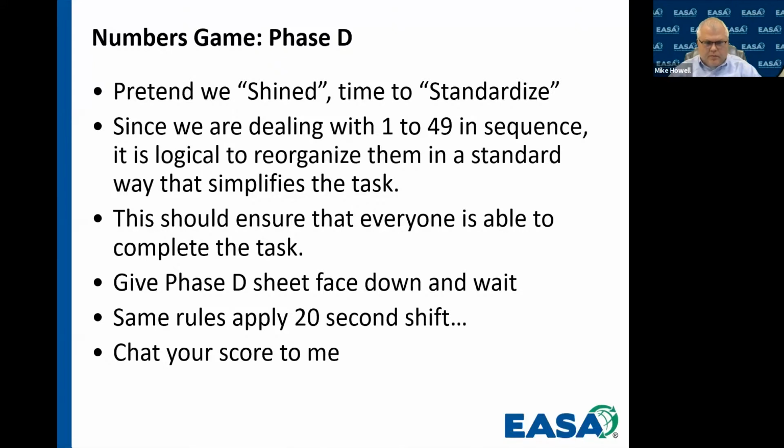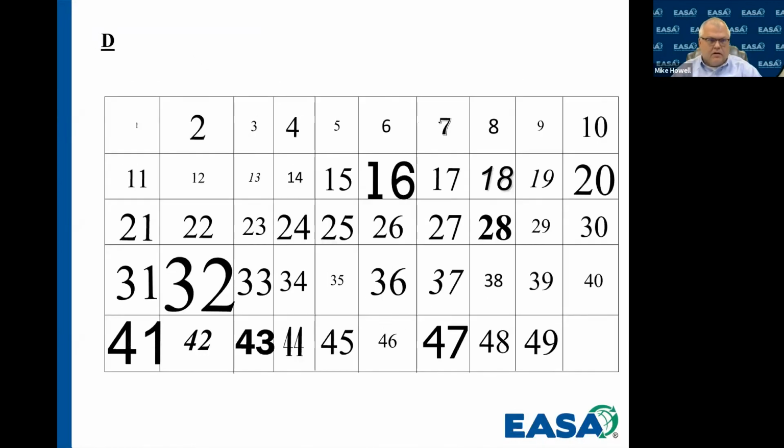So we're going to pretend that in this standardized phase, that's what we've done. You can give that phase D sheet face down to the participant. The same rules are going to apply. So again, you're going to strike out the numbers from 1 to 49 in that order. Here's the look of our workspace now, and you can begin.